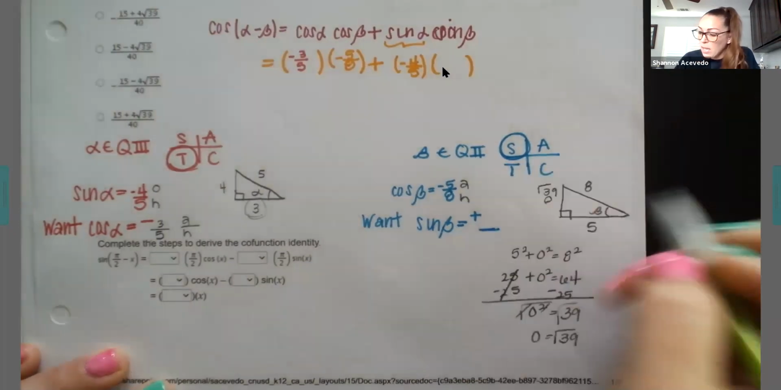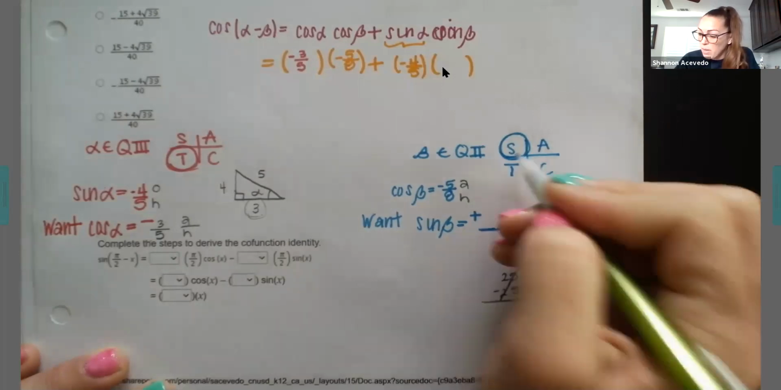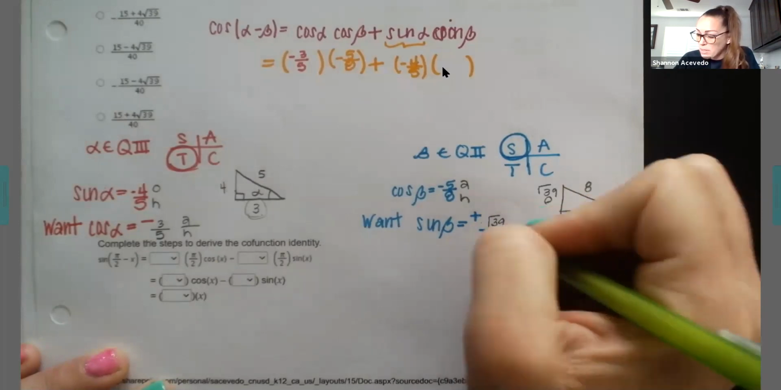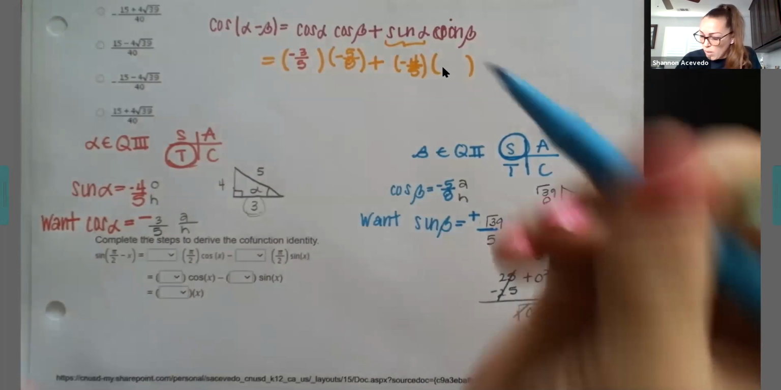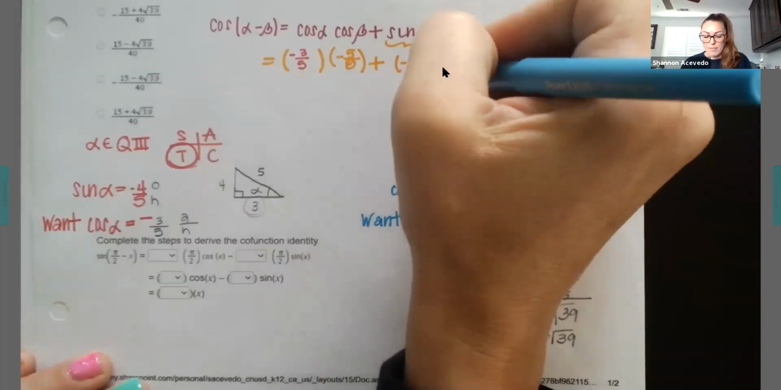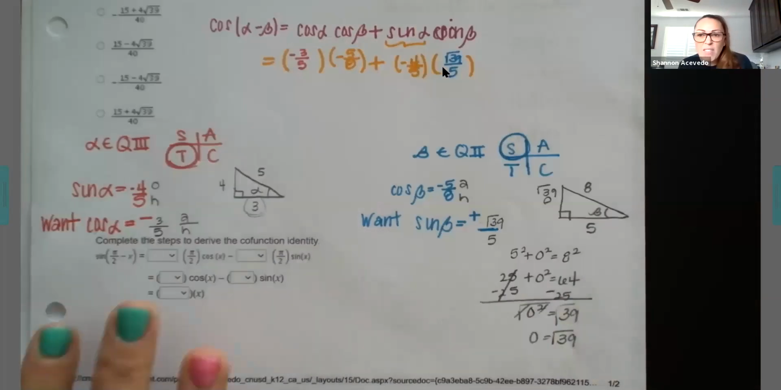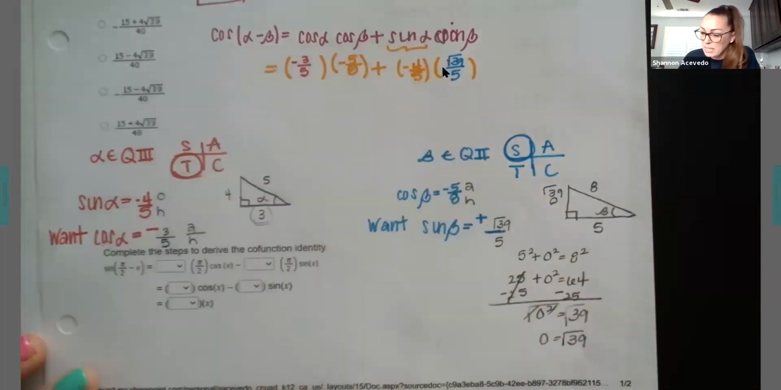This tells me then that my sine is positive. Again, we're in quadrant 2. Sine is positive in quadrant 2. It's the square root of 39 all over my opposite side, which is 5. So I now know this is the square root of 39 all over 5. So all that work, and we haven't even actually solved it. So now I just need to clean this up. I just need to simplify, clean this up.